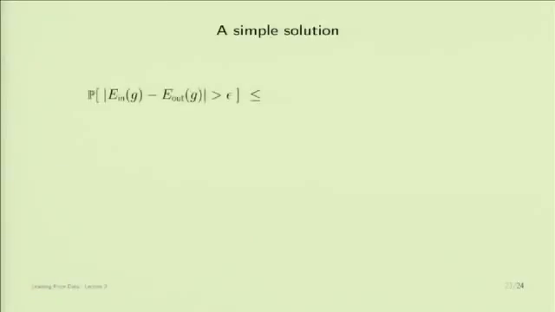Okay, so this is the quantity we've been talking about. This is the probability of a bad event. But in this case, you realize that I am putting G. Remember, G was our final hypothesis.